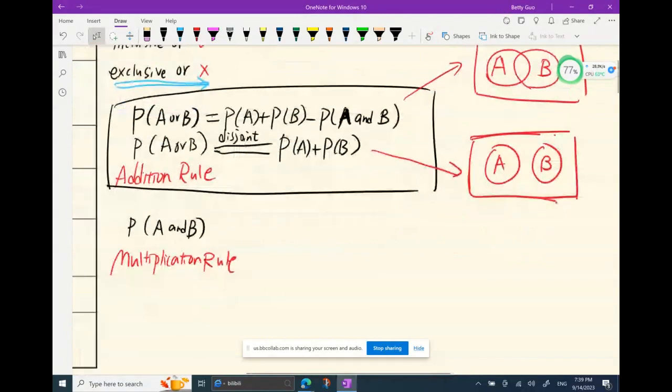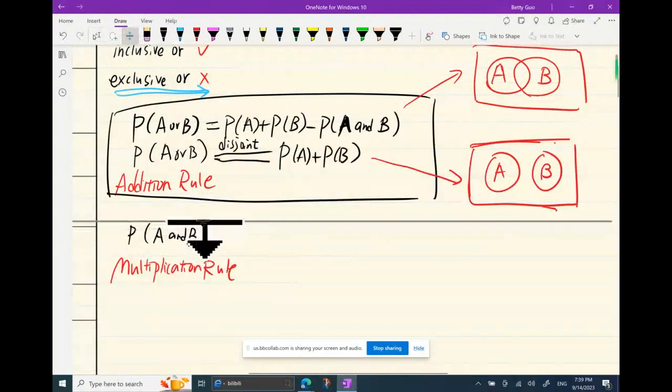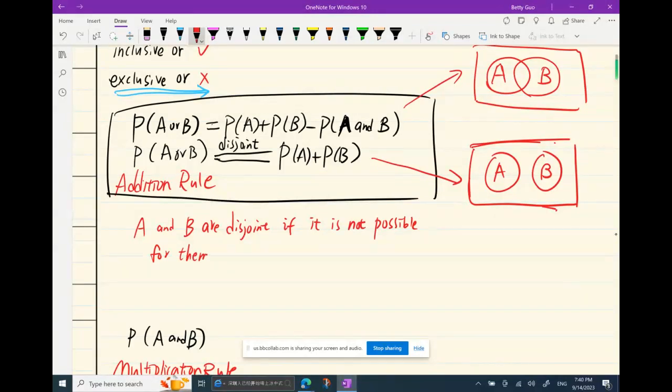Let me write down the formal definition for disjoint. A and B are disjoint if it is not possible for both of them to occur at the same time.